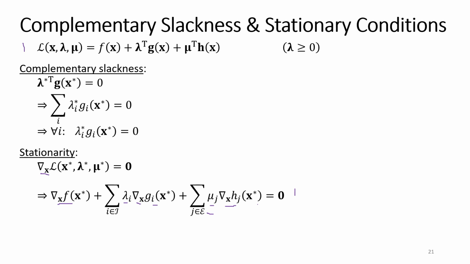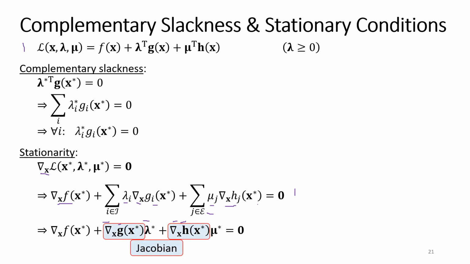I simply converted this to scalars. And then in terms of vectors, this implies that del x f of x star plus del with respect to x of the vector function g of x star times lambda star plus del of the vector function h of x star times mu star must be equal to 0. Now, we haven't seen what the derivative of a vector function is yet, and that's called the Jacobian. So now let's see what the Jacobian means, the derivative of a vector function.